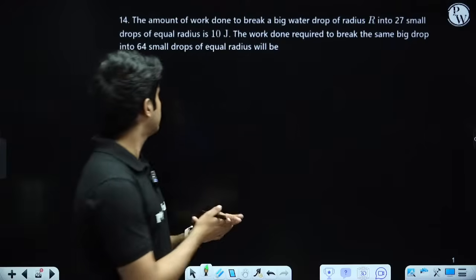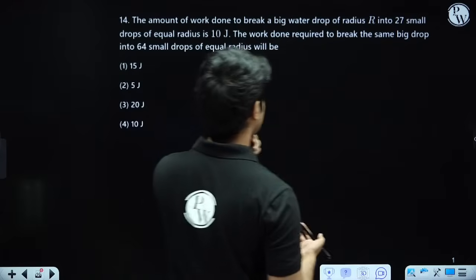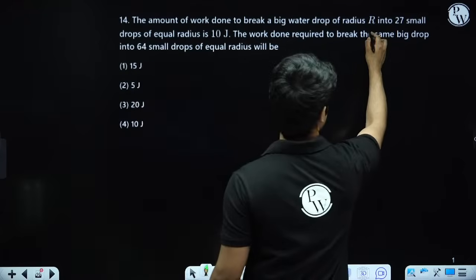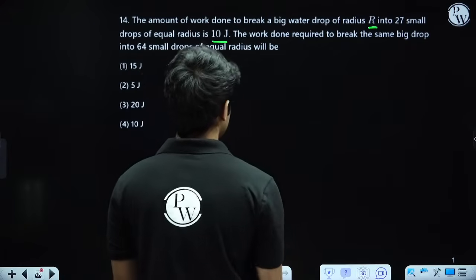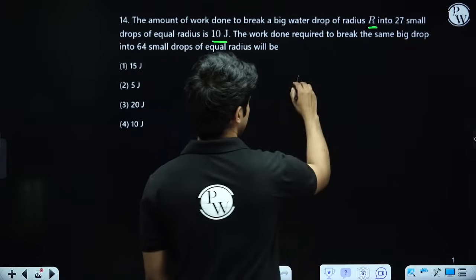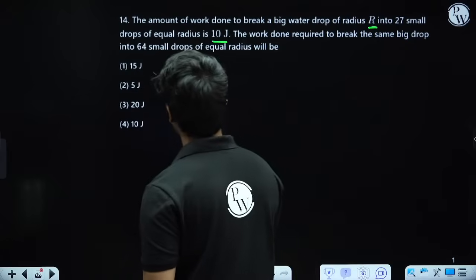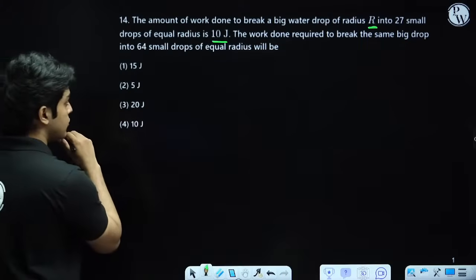The amount of work done to break a big water drop of radius capital R into 27 drops of equal radius is 10 joules. The work required to break the same big drop into 64 drops of equal radius will be?